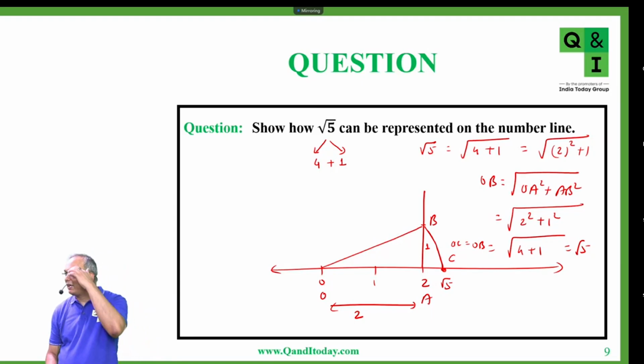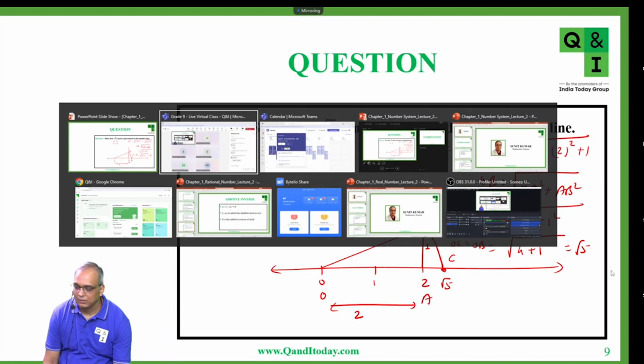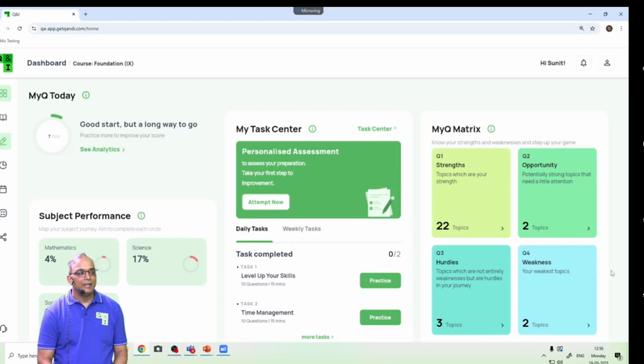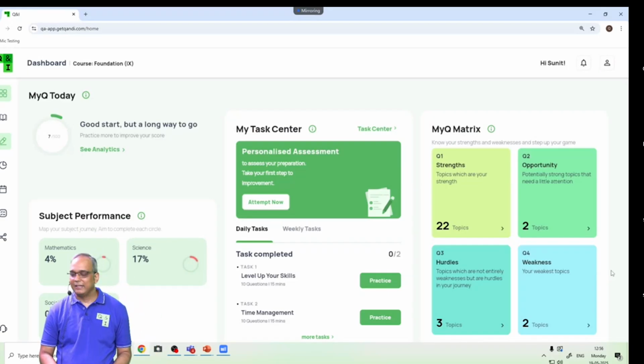Now, students, I'll quickly take you to our platform where you need to practice the questions on this chapter, number system, the topics which we have already done. Okay, so I'll quickly take you to that slide. Can you see the screen and the platform here? Is it visible to everyone?